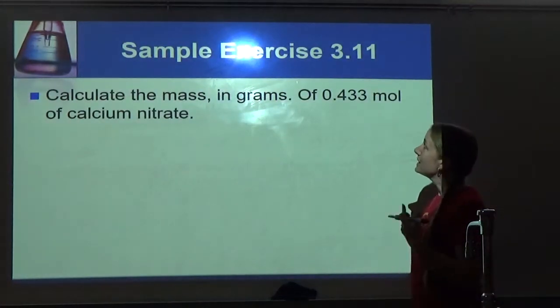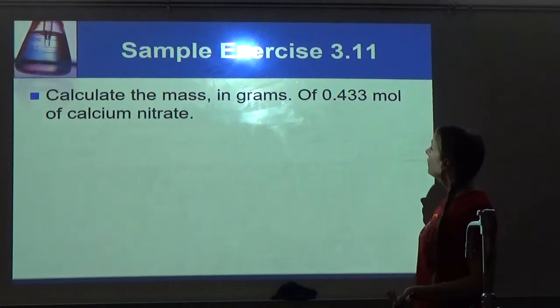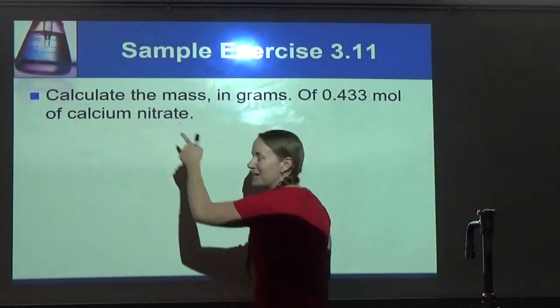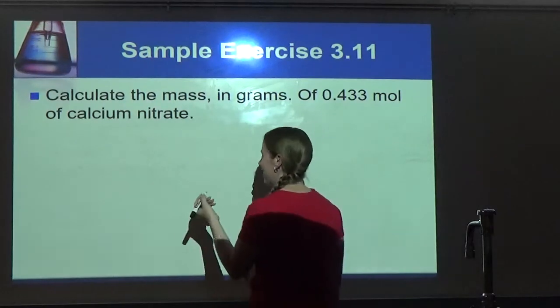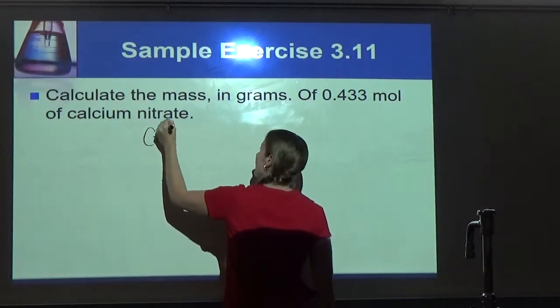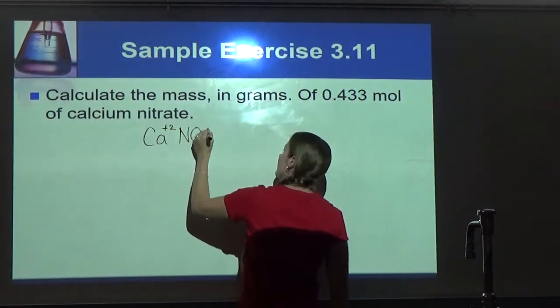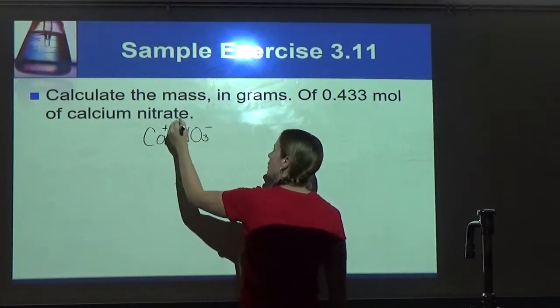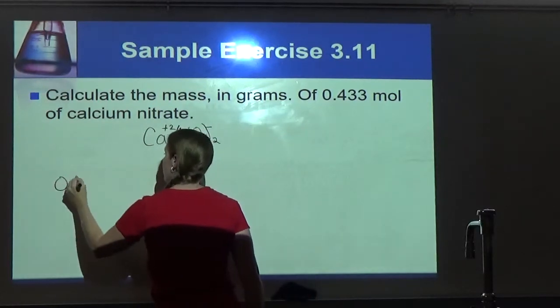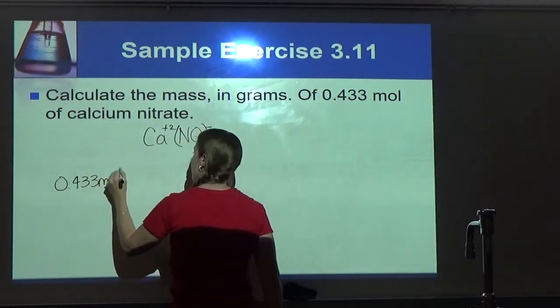Our next one says, calculate the mass in grams of 0.433 moles of calcium nitrate. So let's write our formula. Hopefully you know the formula by now. Calcium is Ca with a positive 2 charge. Nitrate is NO3 negative, so I need 2 nitrates. I'm going to start with my 0.433 moles of calcium nitrate.